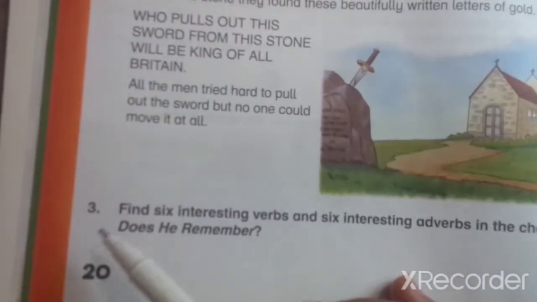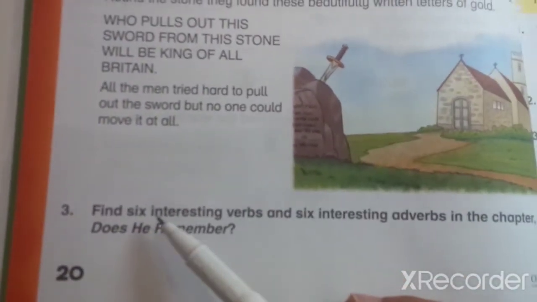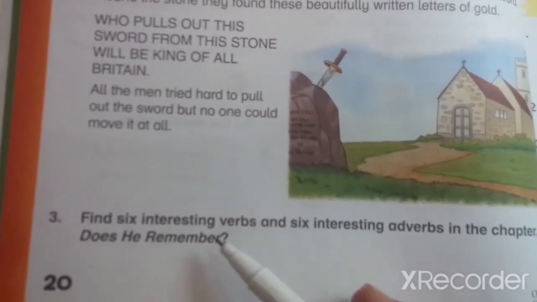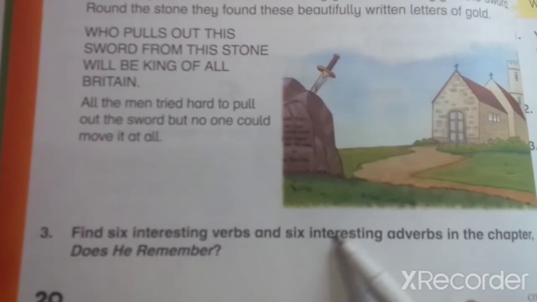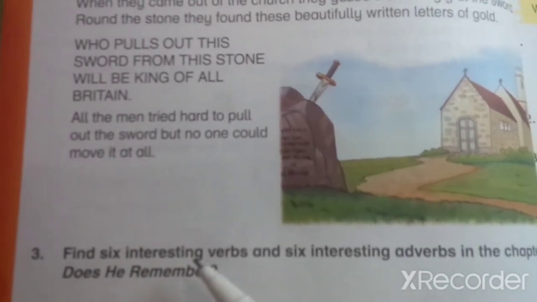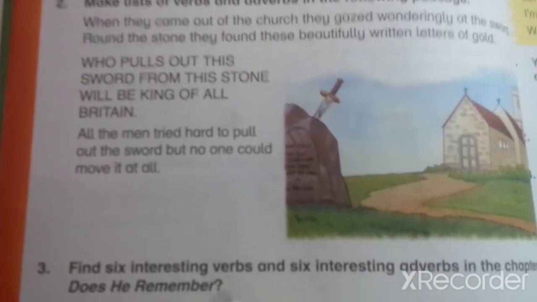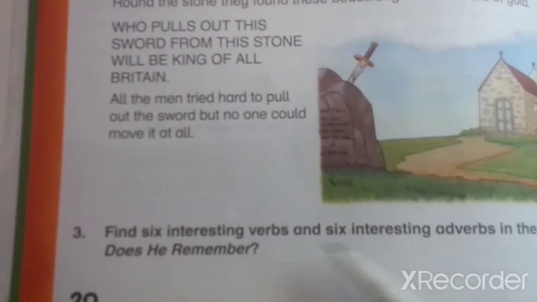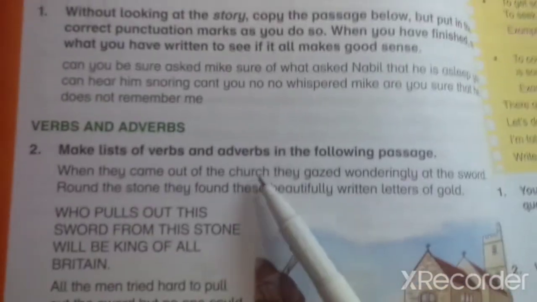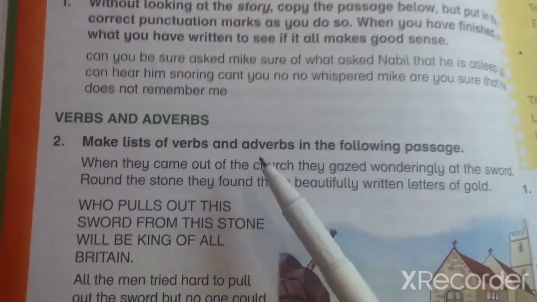And after this, you have to do question number 3. You have to find 6 interesting verbs that are different and that you've never seen before, and then 6 interesting adverbs that can be used to describe those verbs. Okay, so you have to make 2 separate lists for this question, and you have to make 2 separate lists for question number 2.